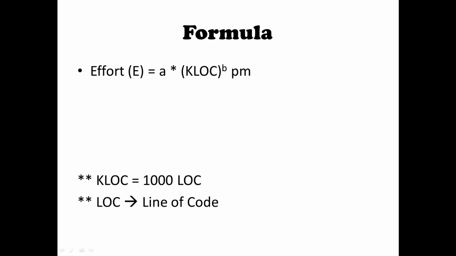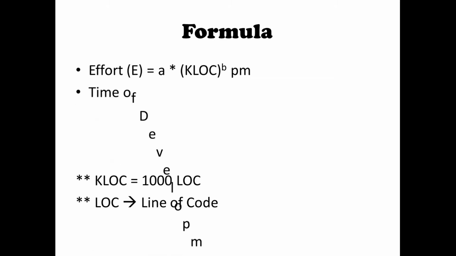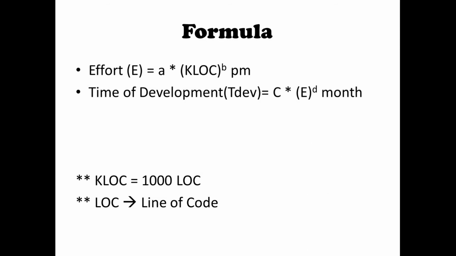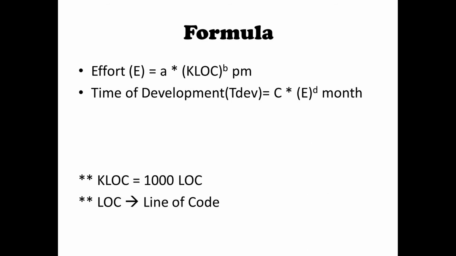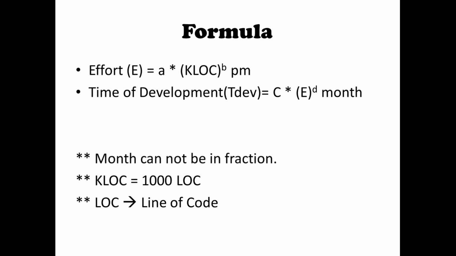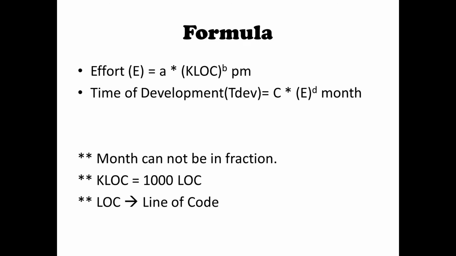KLOC is equal to 1000 LOC. Next we have to calculate the time of development. The time of development is identified by TDEV, and the formula is C into effort to the power D, and the metric we are using here is month. For calculation of TDEV, month will not be in fraction. If there is any fraction, then add 1 month to the actual month. Suppose the calculated month is 5.2, then we will take 6 months for calculation.